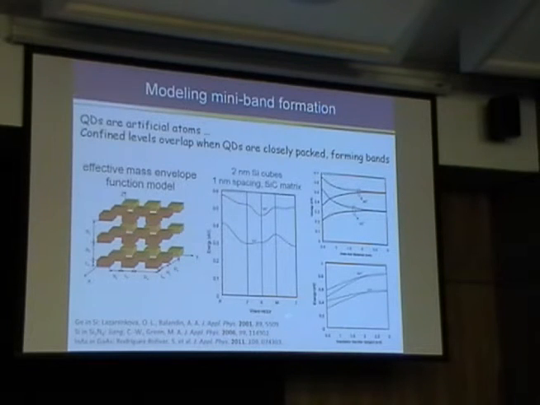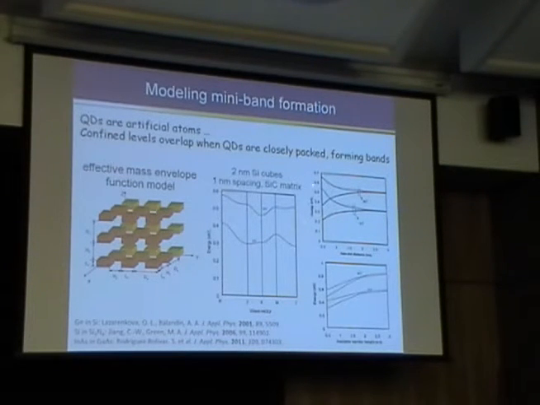So this is the band structure, for example, for 2 nanometer silicon cubes with 1 nanometer spacing in a silicon carbide matrix. So silicon carbide is the insulator in this case. And if you squint, you can see that we have bandwidths here on the order of about 0.1 electron volt. And kind of all the things that you would expect to happen.